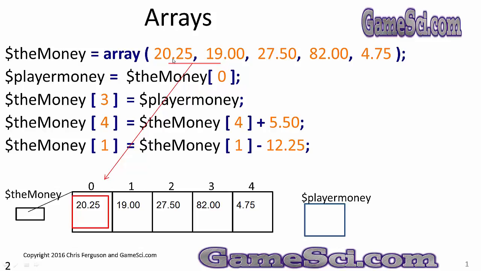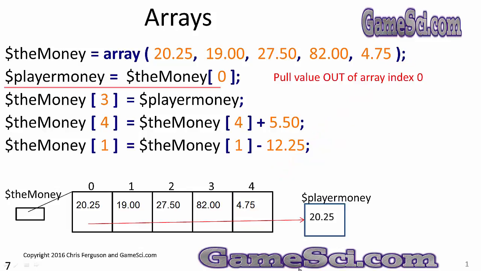So the first item in the array, the 20.25, is going to go into slot or position 0. The second number in the array, the 19, is going to go into index 1. Got that? First item, position 0. Second item, position 1. The 27.5 is going to go in position 2. The 82 is going to go in position 3 or index 3 or subscript 3. And finally, the last number will go in position 4. So this is an array of 5 numbers occupying subscripts 0 through 4.